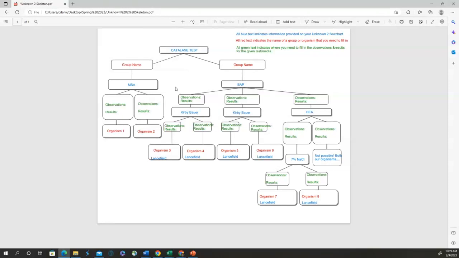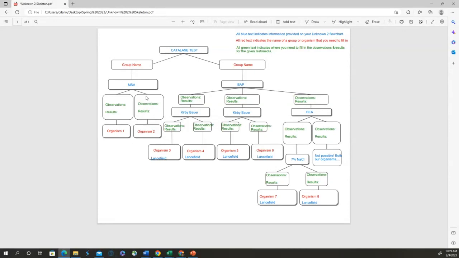So then what you're going to do for a lot of these other boxes, you need to fill out the observations and results that you may get from each of these tests and what that tells you, okay? So when you do the mannitol salt agar test, when talking about our unknowns, we have 2 organisms that we can identify just from the mannitol salt agar media, okay? And so that's what you put down here at the bottom, organism 1 and organism 2.